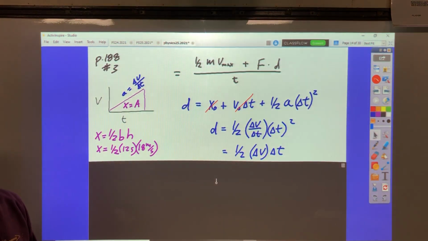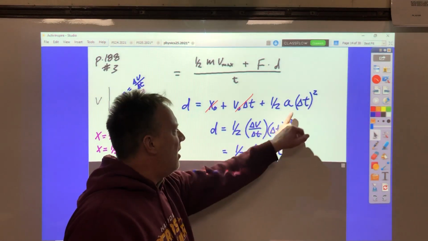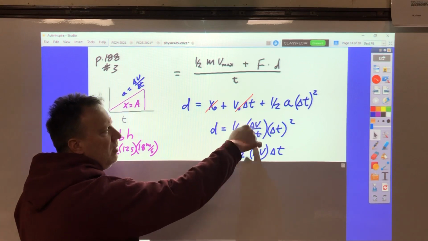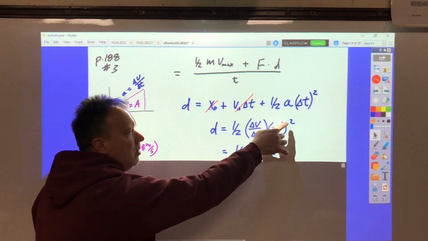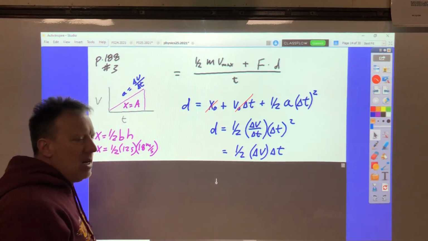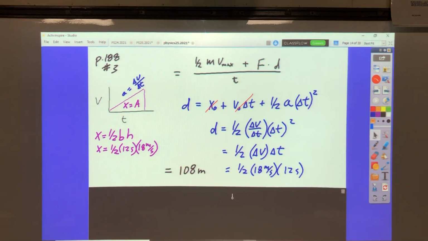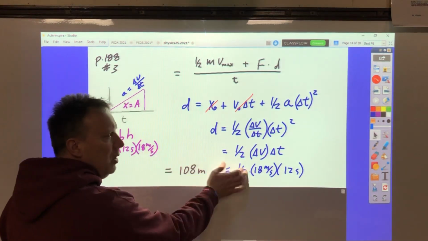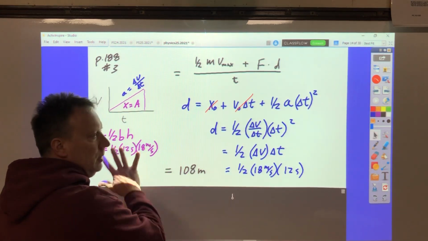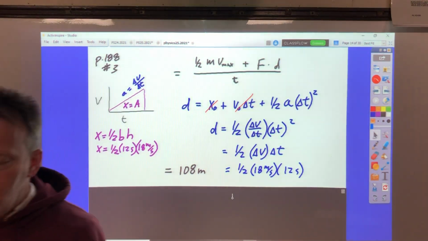That's not so bad. If you get to this point and you're stuck, distance is 1/2 a t squared, you could go a is v over t, or delta v over delta t. One of your delta t's cancels, and it's 1/2 delta v times delta t. So it's half your maximum velocity of 18 times 12 seconds, which is the same answer. Both of these are 108. Now you probably would have got stuck here or here or here. But it works.